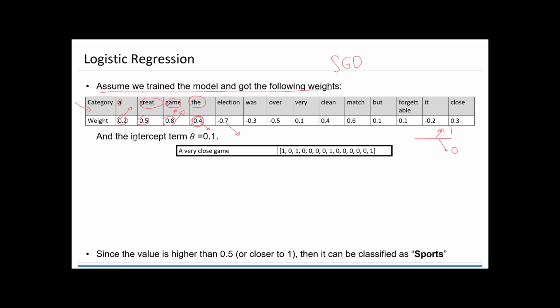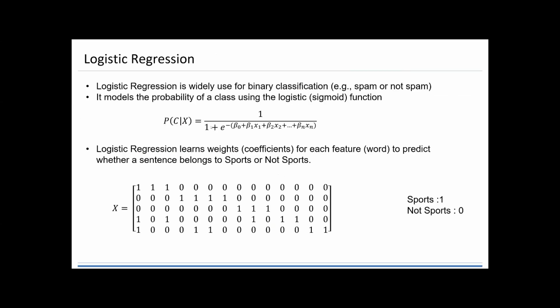Okay. So let's say we have the intercept, or the theta, is 0.1. Theta means like the beta 0. The beta 0 is the intercept, and we have the sentence a very close game. Oh, I already have this one. So we can calculate the z. It is based on the beta 0 plus the sigma. It is based on this one: beta 0 plus beta 1 x1, beta 2 x2, and so on. So we can calculate it.